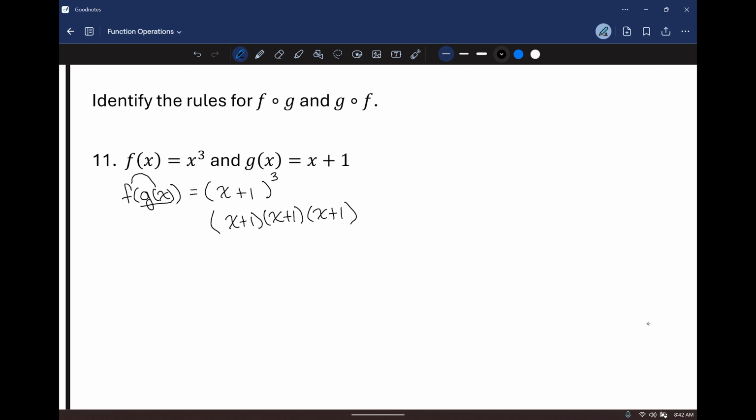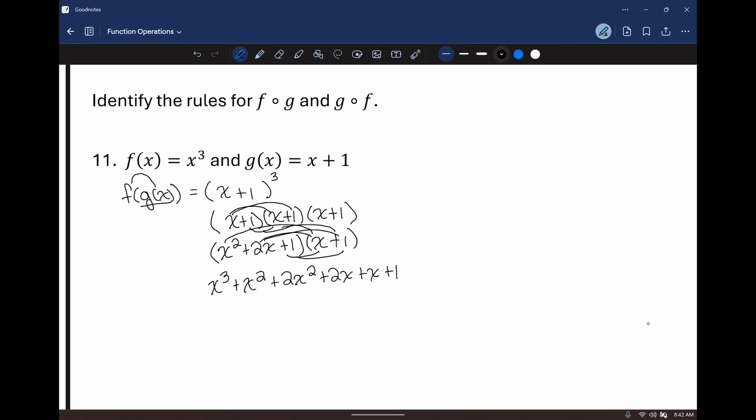So do the first two. X times x is x squared. You have a 1x and another 1x. That makes 2x. And then 1 times 1 is 1. And then we're going to take that times the x plus 1. So x squared times x is x to the third. X squared times 1 is x squared. 2x times x is 2x squared. 2x times 1 is 2x. 1 times x is 1x, and 1 times 1 is 1.